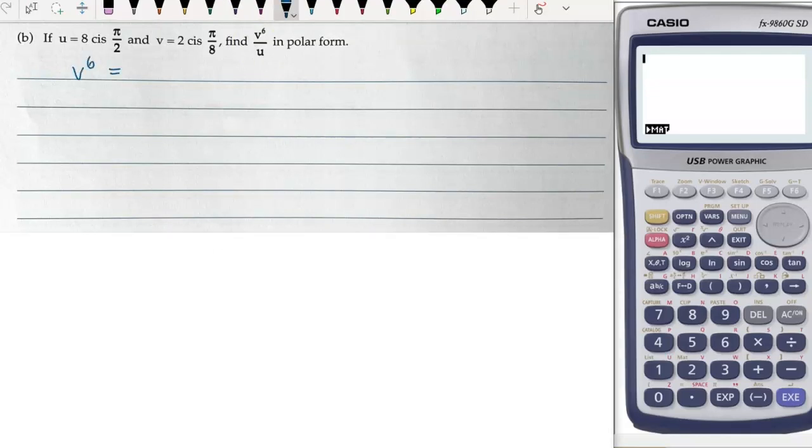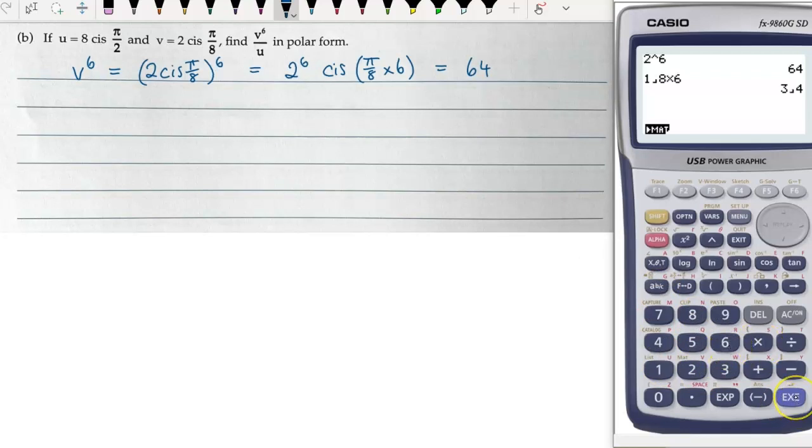So that will be 2 cis pi by 8 to the 6. When we're in polar form, that means we do 2 to the 6 cis of pi by 8 times by 6. So 2 to the power of 6 is 64, and an eighth times by 6 is 6 over 8, which is 3/4. So this will be cis of 3 pi by 4.